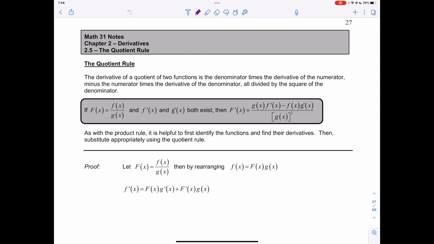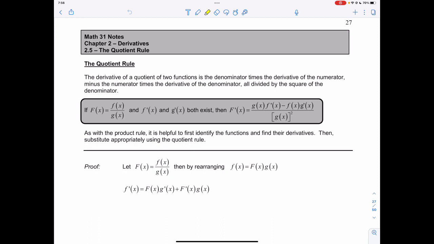Okay, we've done powers, we've done constants, we've done adding, subtracting, and we've done multiplying. Let's take a look at the quotient rule. So the derivative of a quotient of two functions is the denominator times the derivative of the numerator minus the numerator times the derivative of the denominator, all divided by the square of the denominator. We can see this here.